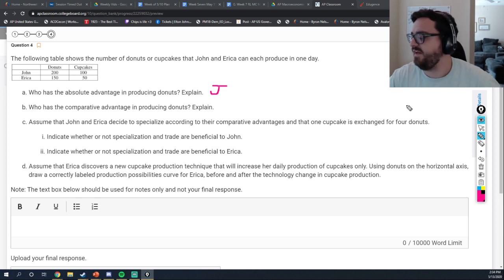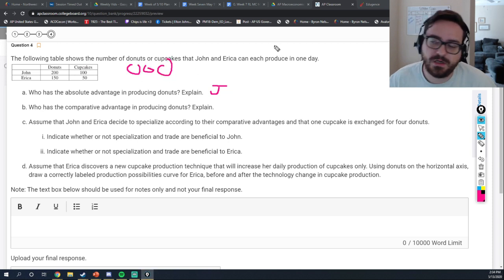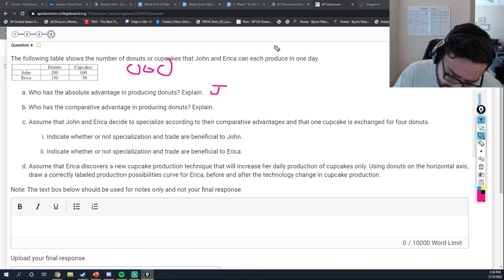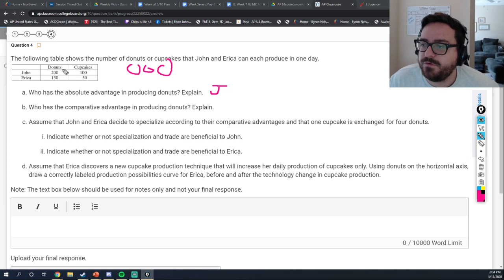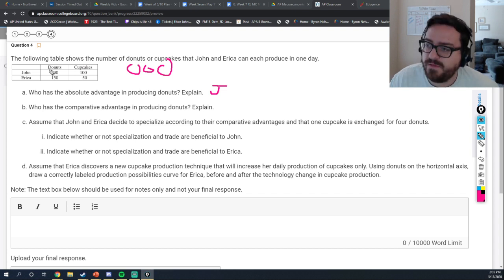Who has the comparative advantage in donuts? Again, what I have to do, if it's an output problem, I do O, G, O. Take the other number and I put it over the current one. So I'm just going to find all the opportunity costs, because it's probably a good idea to do that, and it doesn't take very long to do that. The opportunity cost of one donut for John is other goes over, so 100 over 200, which is just 1/2. And the opportunity cost of one cupcake for John is 200 over 100, or 2.